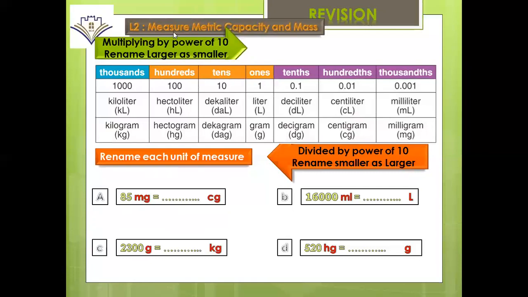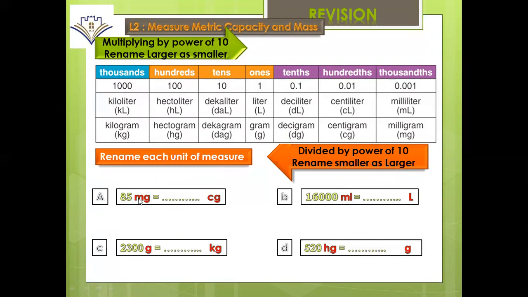Okay, the last question today was asked about measurement of capacity and mass. We have another table, similar to the previous lesson. And the same rule: when we rename a larger unit as a smaller unit, multiply by a power of 10. It's the opposite if you rename a smaller unit as a larger unit: divide by a power of 10. Okay, rename each unit of measure.